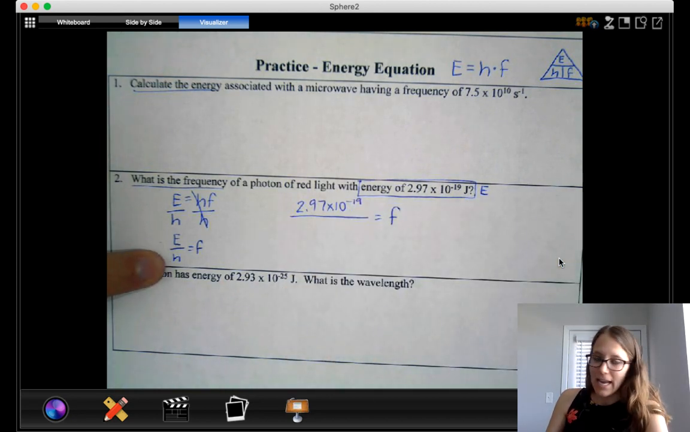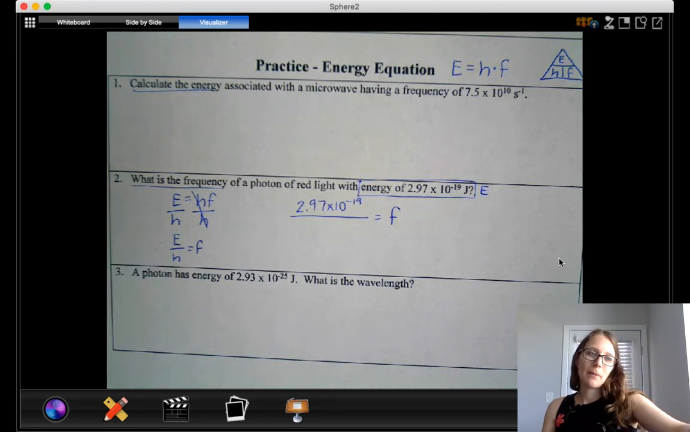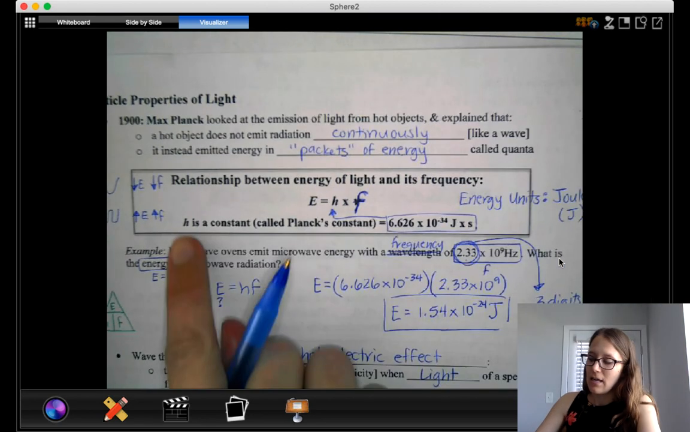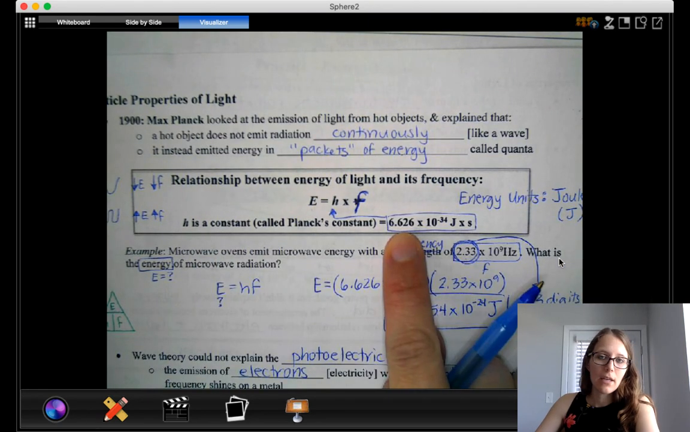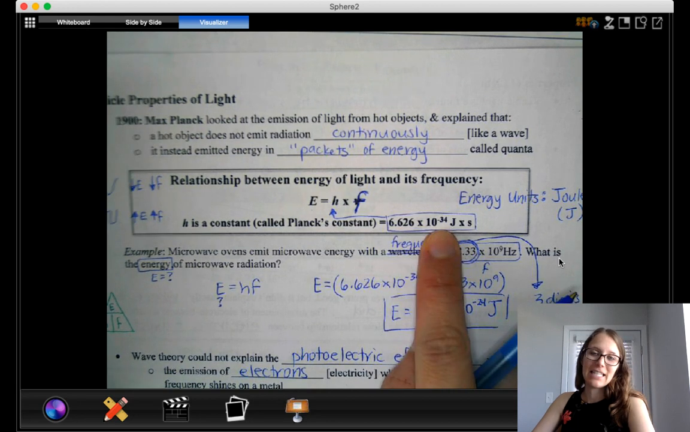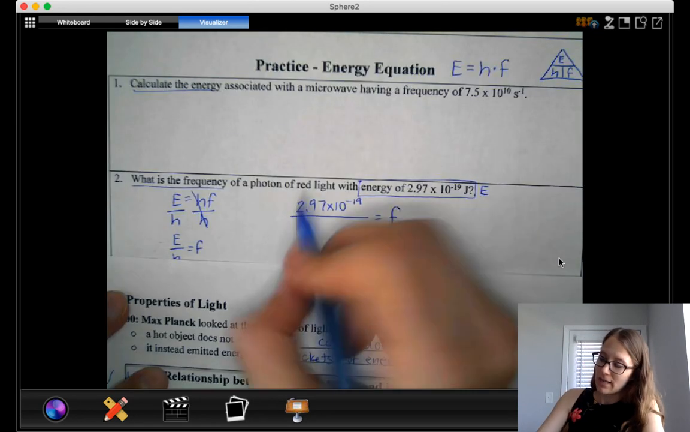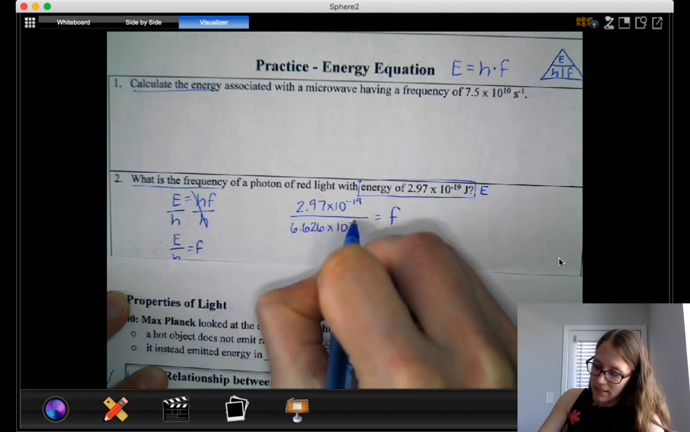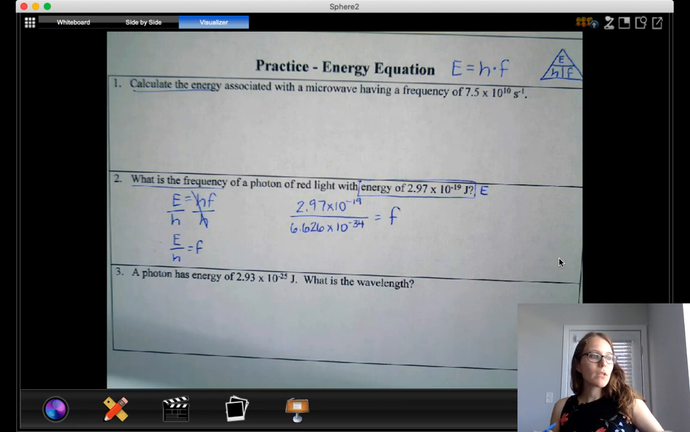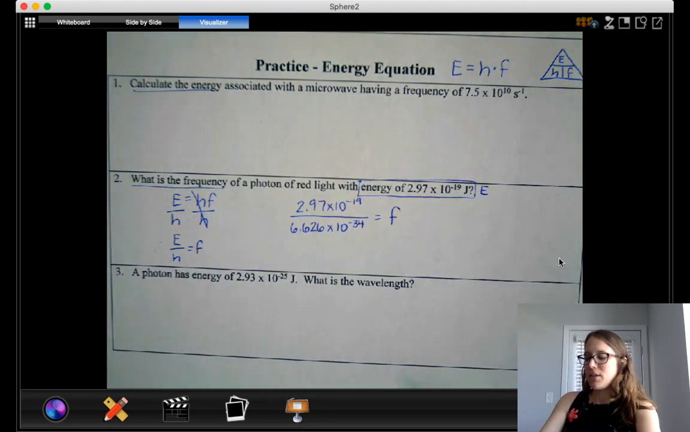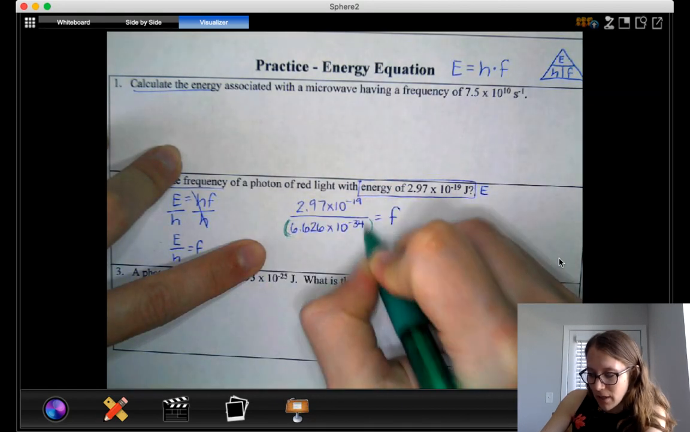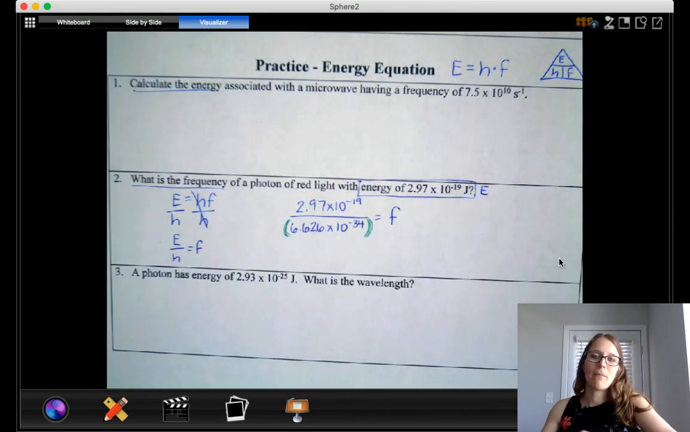And on the bottom I need H. There's no other number given to me in the problem. H is also a constant, so if I look on page 4 of the packet, H is a constant. It is always 6.626 times 10 to the negative 34th. So I'm going to write that down here on the bottom, 6.626 times 10 to the negative 34th. Just like last time, anytime that you see that there is an exponent on the bottom of a division sign, we're going to have to use parentheses.